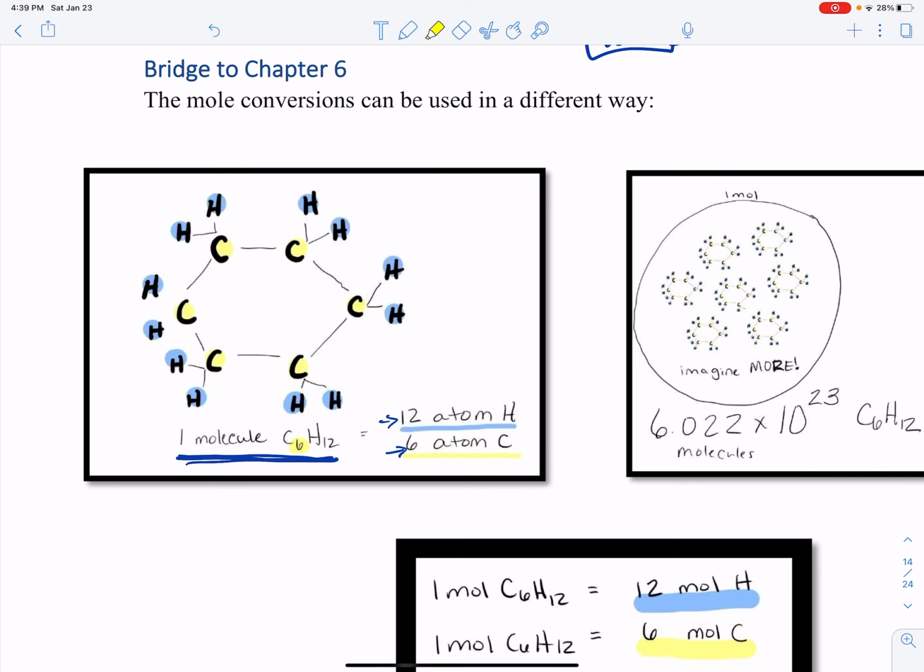C6, that implies that there have to be 6 atoms in one of them. And if you have H12, that means that in, again, one of them, there has to be 12 atoms. So you can turn a molecule into atoms. I'm going to take this one step further before we practice it.